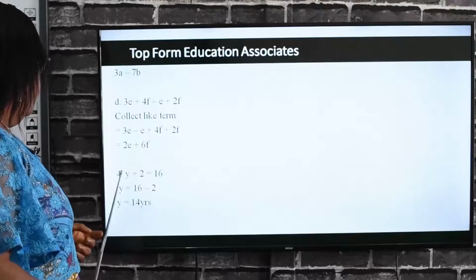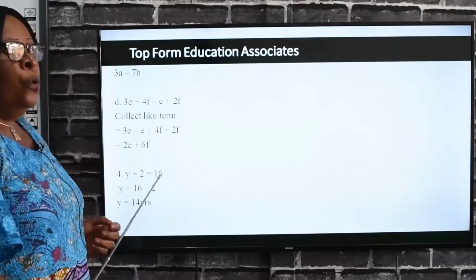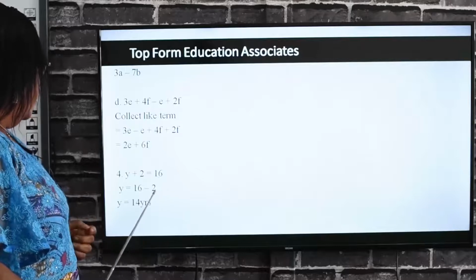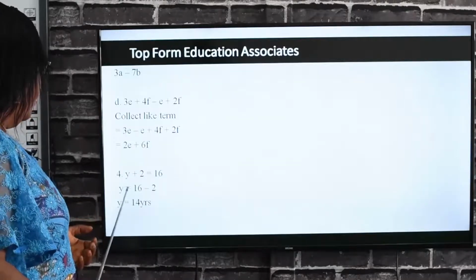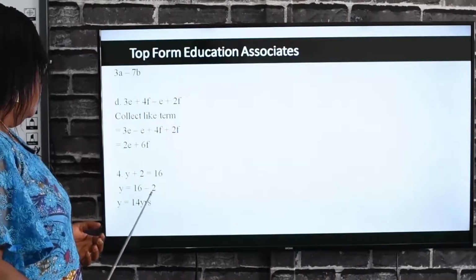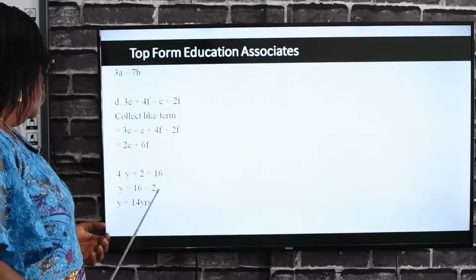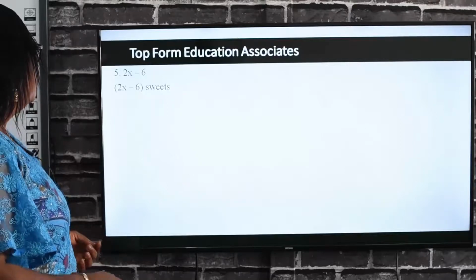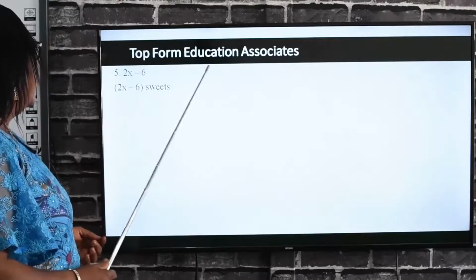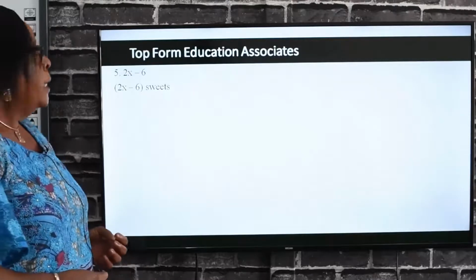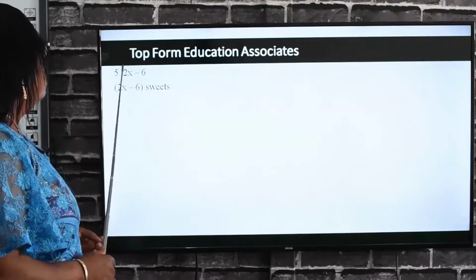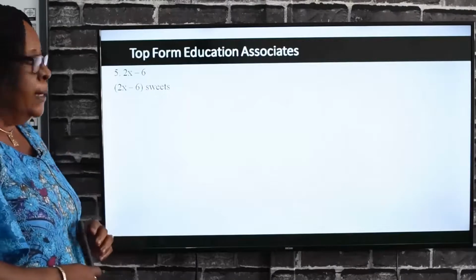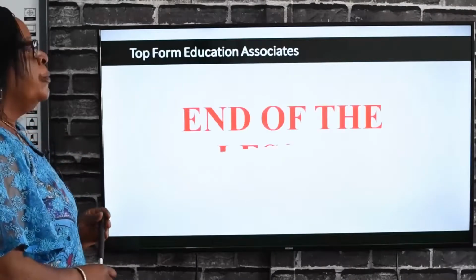Question number 4. y plus 2 is equal to 16. What's the value of y? y will be 16 minus 2, equals 14 years. 2x minus 6 is the same thing as 2x minus 6, because they are unlike terms.